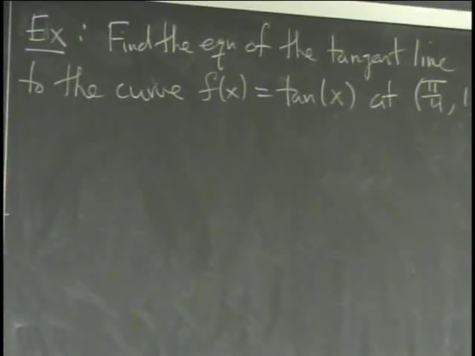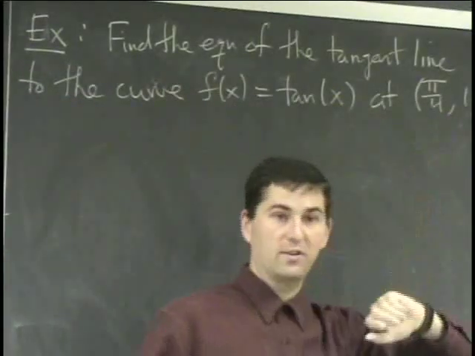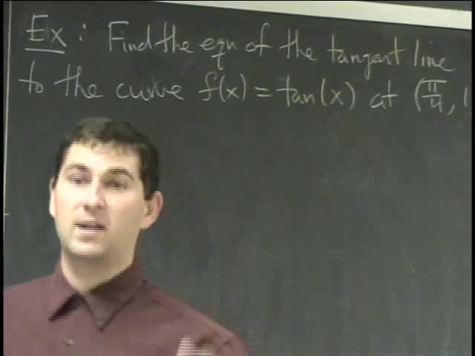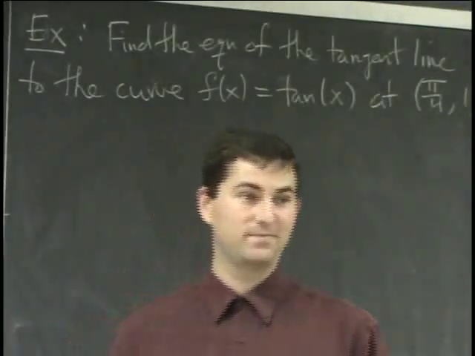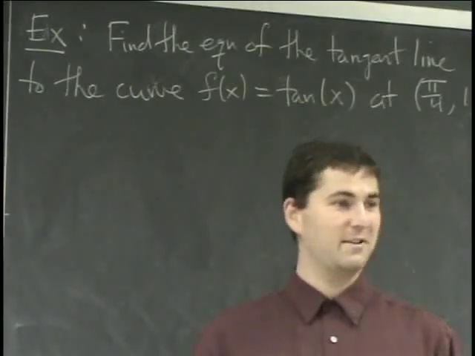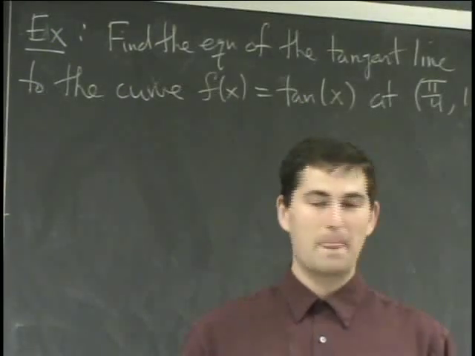How do we find the equation of a tangent line to a curve? Well, you need a point and a slope to get the equation of a line. We have a point. We just need a slope. How do I find the slope of a tangent line to a curve? It's the derivative. Thank you. That's excellent.